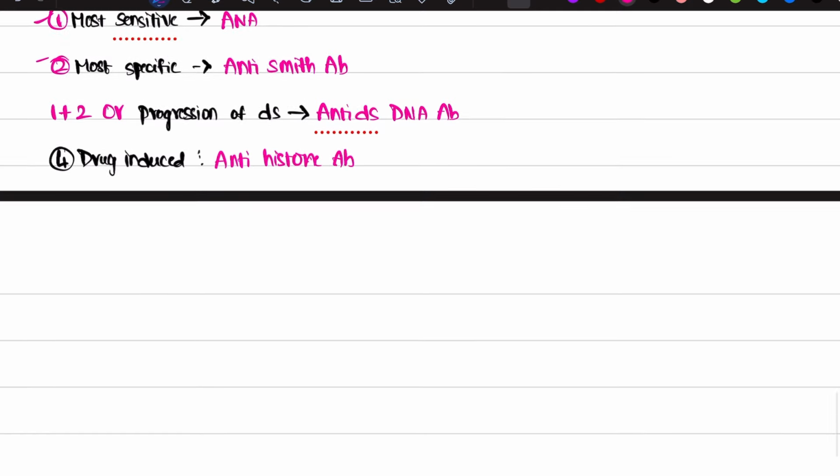What are the drugs inducing this SLE? Let's learn the drugs causing this SLE by the mnemonic SHIP. I hope you remember this mnemonic; I used it many times in my college days as well. In SHIP, the first drug, S, stands for sulfonamide or sulfasalazine.